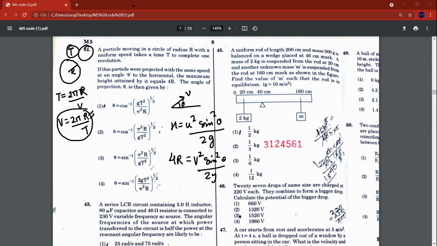Obviously, it should be in some sine inverse term. 2g will go up. Like this. So option 4 will be correct. It should be in sine inverse term. Obviously, the first two options are wrong because these are in cos inverse term. So we should substitute here. Next question number 43.